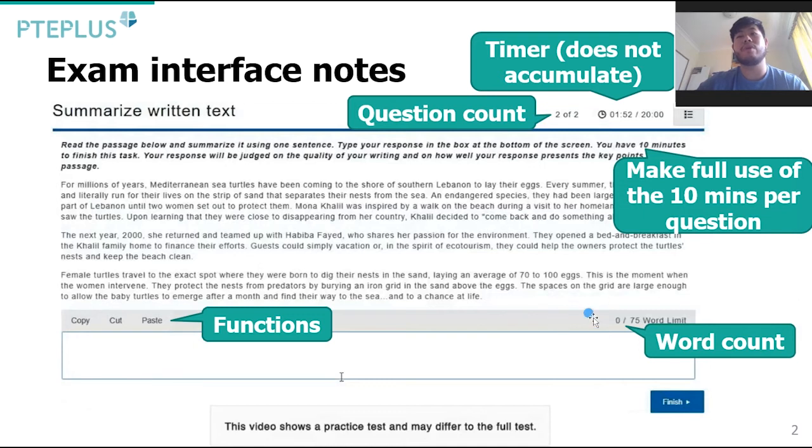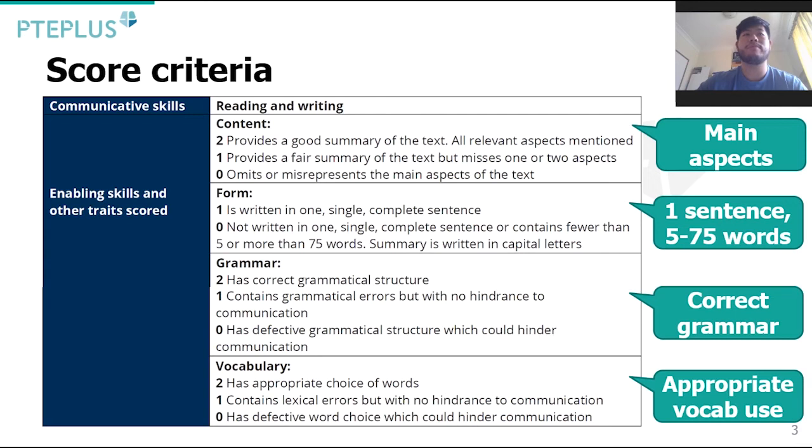At the bottom, we've also got the word count here. The word count is going to be very handy when it comes to form. So let's have a look at the different scoring criteria. We've got content, form, grammar, and vocabulary. So let's dive in and have a look at content.